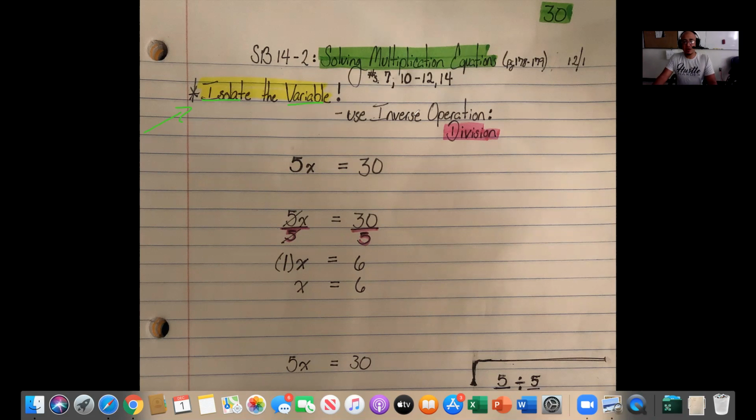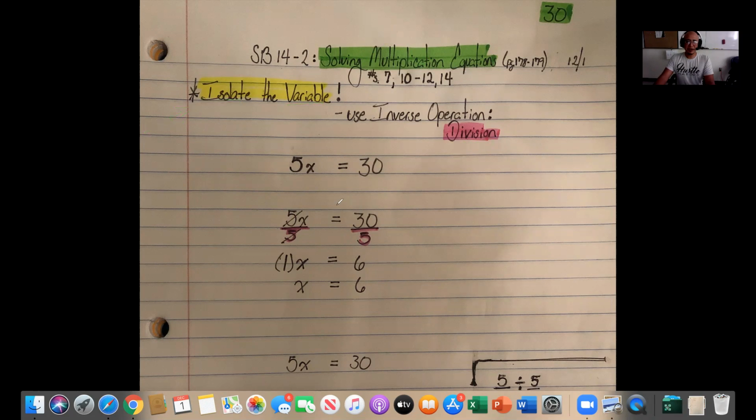How are we going to do that? We're going to use the opposite operation. Today, since we are working with multiplication, our inverse or opposite operation is going to be division. We know that multiplication and division are two sides of the same coin, since they are opposites in the same way that addition and subtraction are opposites. So we're going to be working with multiplication and division.